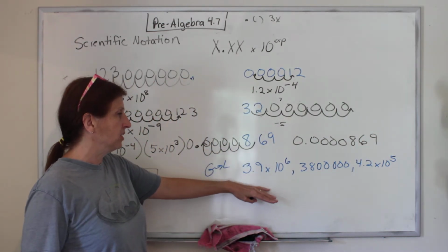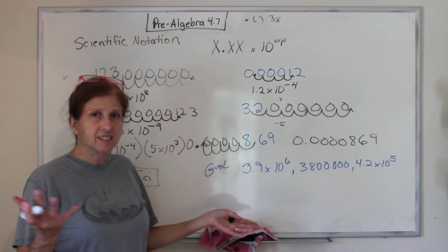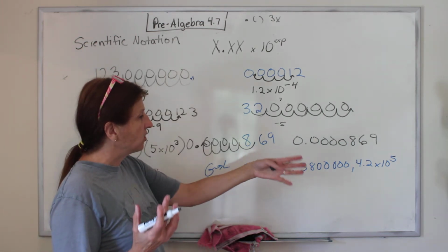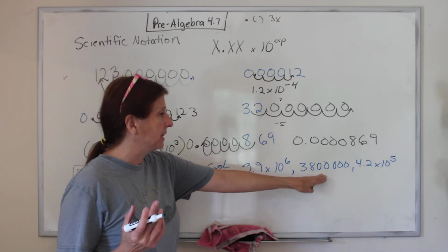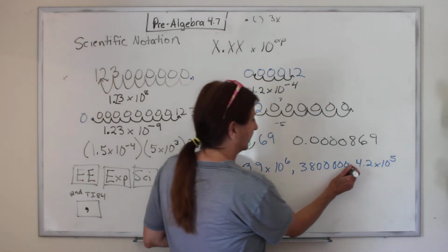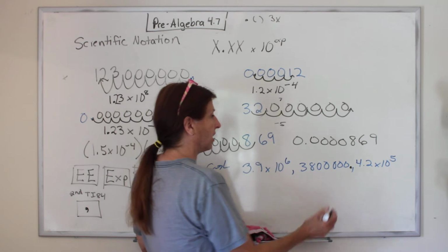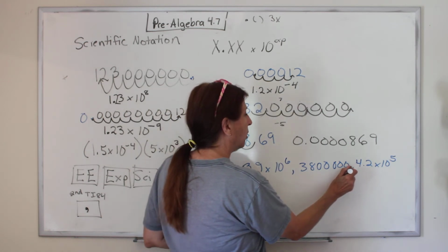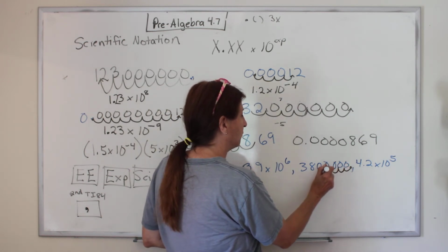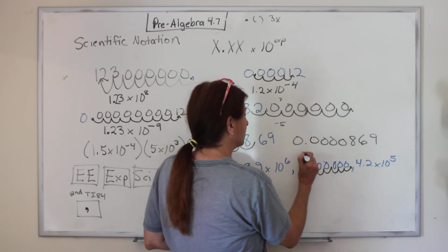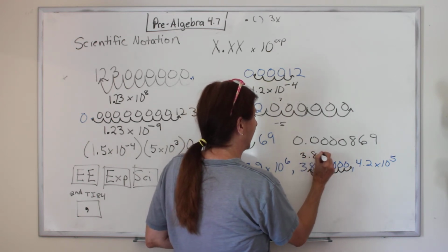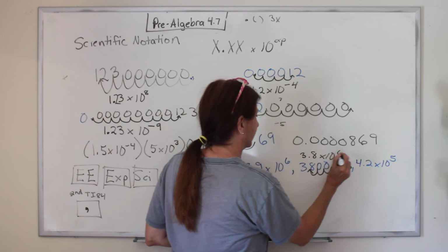Now here's the problem. They want us to put these in order from greatest to least. This is like when we did the fractions. It's hard to tell because they're not all in scientific notation. So let's put this one that's not in scientific notation. There's our frog. Let's see how many times he hops. 1, 2, 3, 4, 5, 6 times. Ribbit. So it's 3.8 times 10 to the 6th.